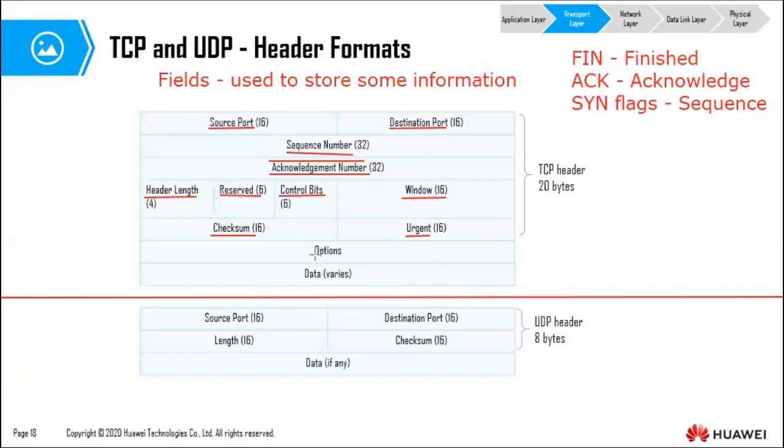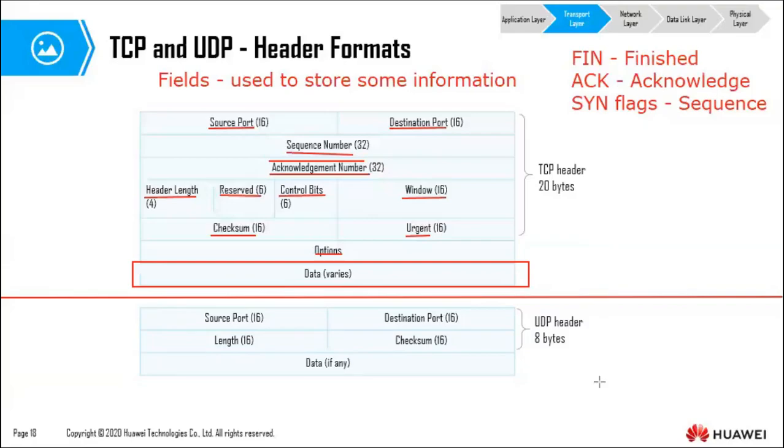Options is optional, and normally it might have extra information or nothing at all. Are we together? Then of course, what is this? The data that we've received from the application layer. Are we together?